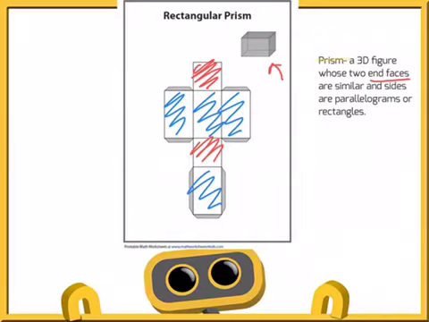And as you can see, the sides are either parallelograms or rectangles. This particular base is a square, or it could be a rectangle depending on what the actual measurements are. And in just a minute, we're going to learn about what you call it if it's not a square or a rectangle.